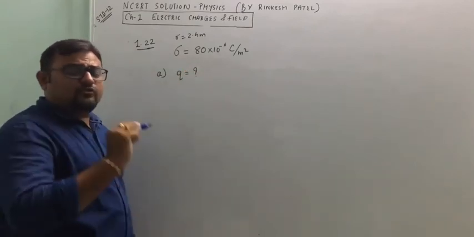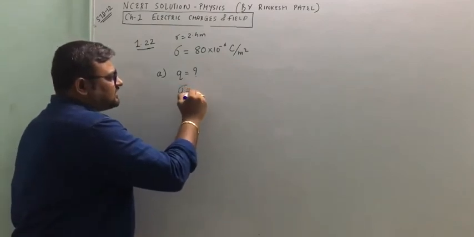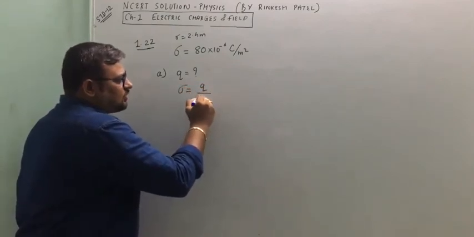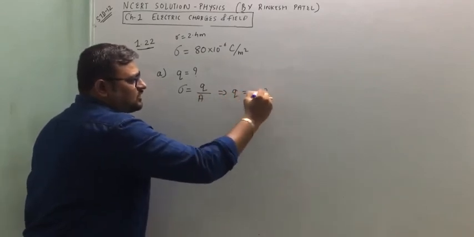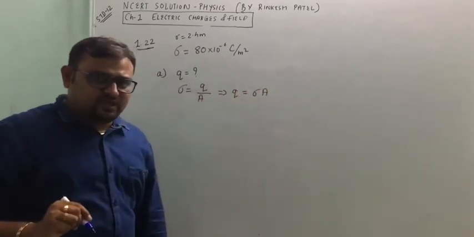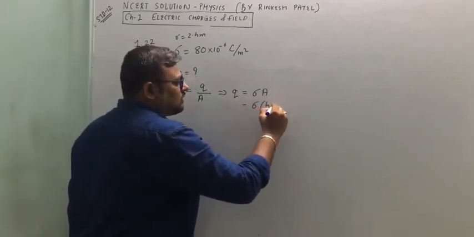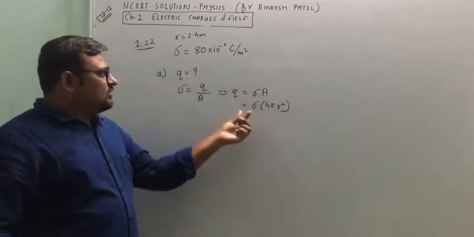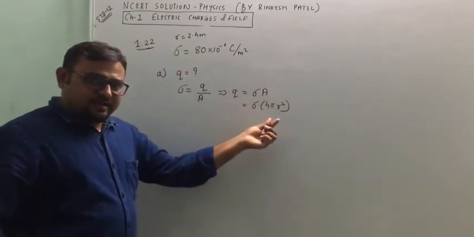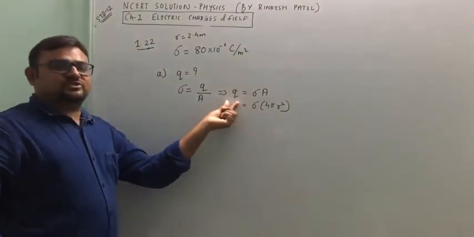Now the formula for surface charge density: sigma is the ratio of the charge upon area. So this means that the total charge will be equal to sigma into A, where A is the surface area of the sphere. So this will be equal to sigma into 4 pi r square. Just put the value of sigma and r and pi, that is 3.14. You will get the total charge.